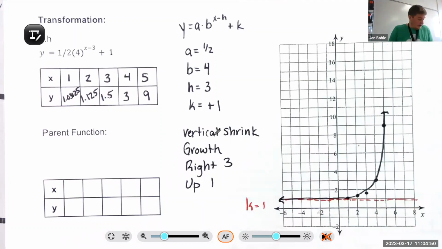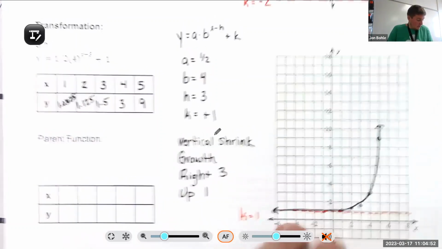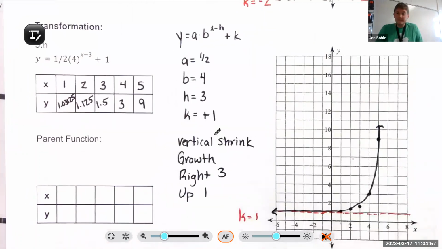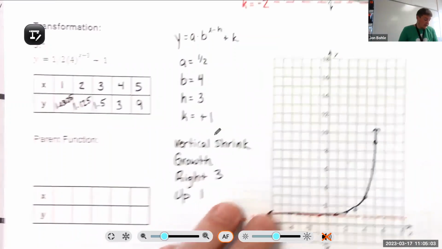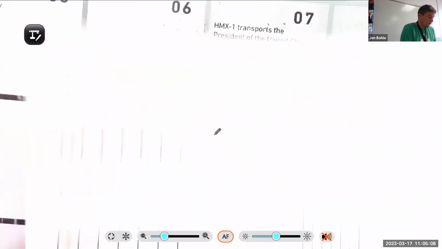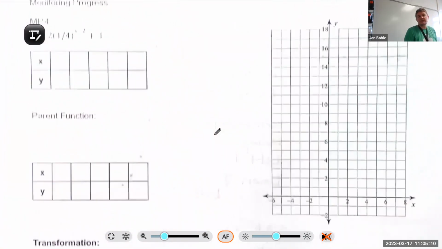What I want everybody to do now is work on the 2 monitoring progress problems on the next page. They're the exact same thing, to the best of my ability. You're going to work on those problems on page 8, and then we'll go over the practice problems. I'll give everybody a little bit of time to work on these, and then I'll start putting them up on the board.